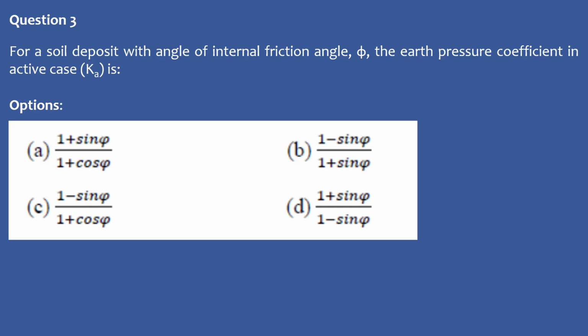Then, it's a straightforward question. Usually for calculating the active earth pressure, what type of relation do we use to account for the active earth pressure coefficient? You need to select one of the options.